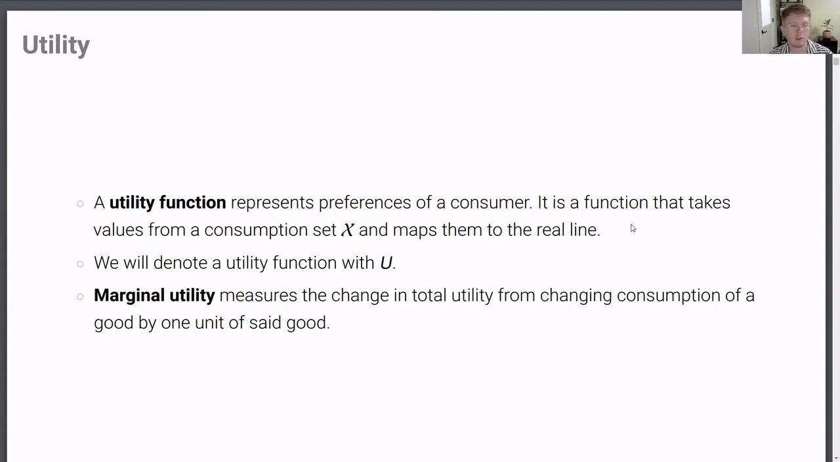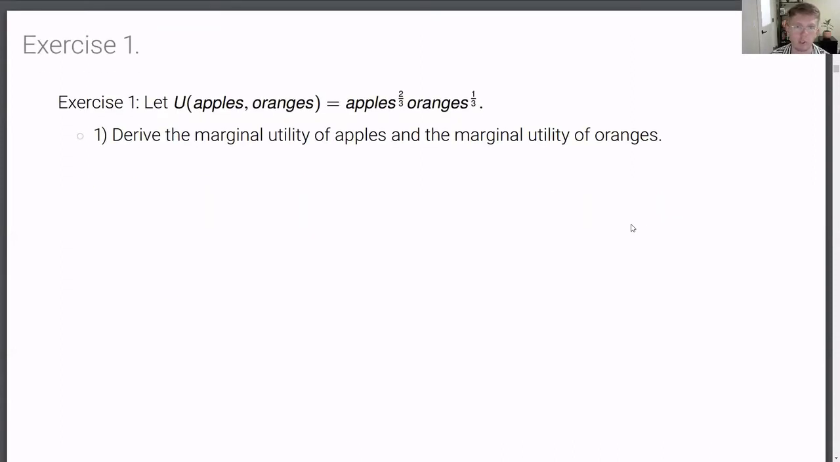We're going to denote a utility function with U, and we're going to define marginal utility as the change in total utility from a change in consumption of a good by 1 unit of said good. Okay, that's the formal definition, but now let's talk a little bit more concretely about them.